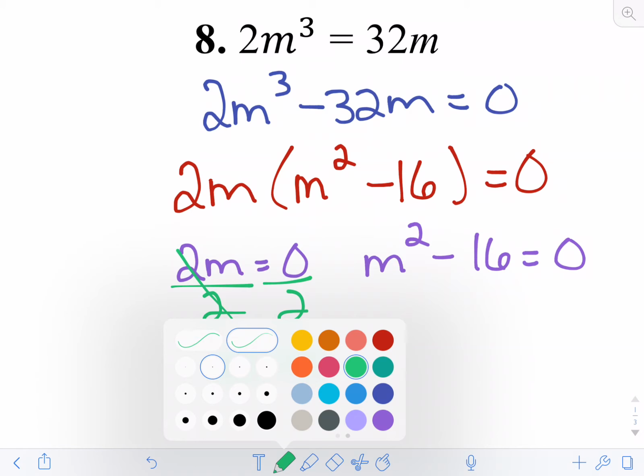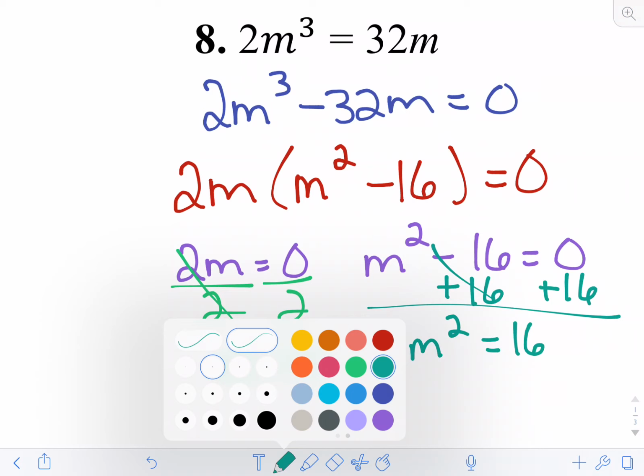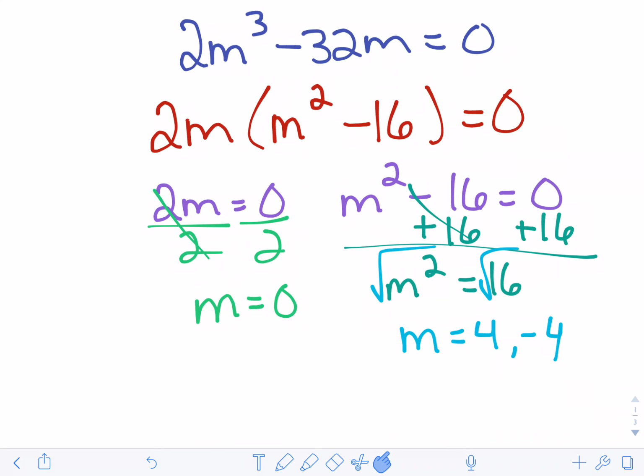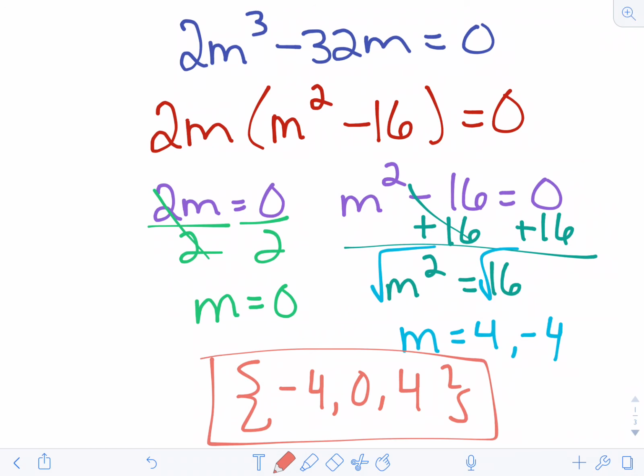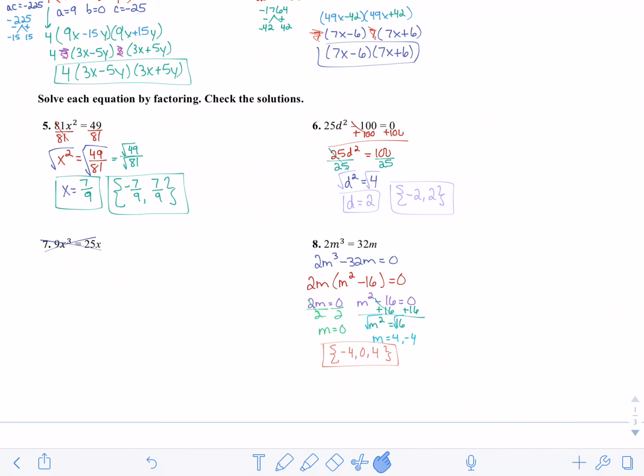Solving the second one, I can add 16 to both sides. So we have m squared is equal to 16. And then I can square root both sides, and I'll get m is equal to 4. Remember, it can also be negative 4. So you have 3 answers here. Your 3 answers in order from least to greatest are negative 4, 0, and positive 4. All right, and I think that is it for 8-8. Yeah, because 8-9 is next.